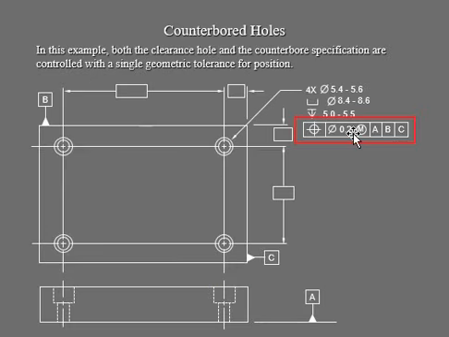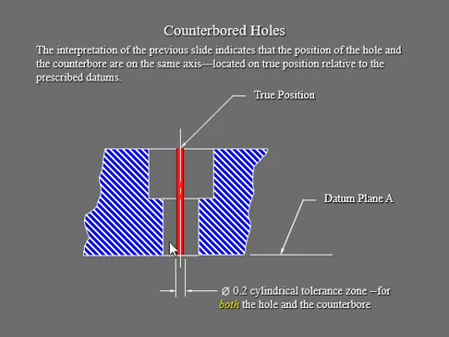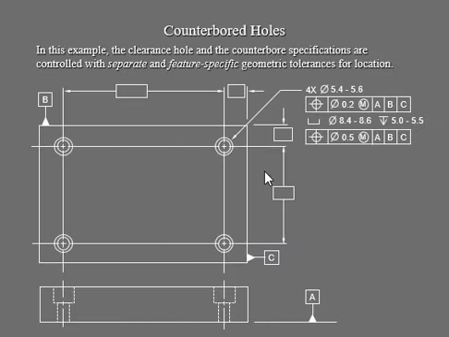So in our feature control frame right there, we can see our tolerance is 0.2. That's your cylindrical tolerance, where your true position can vary in that tolerance zone. So that's your cylindrical tolerance zone for your hole and also your counterbore, because they're sharing the same axis. Now let's get into it and actually take a look at that.